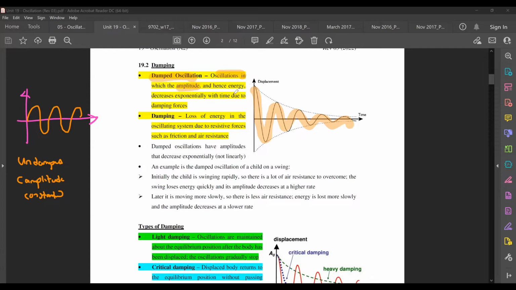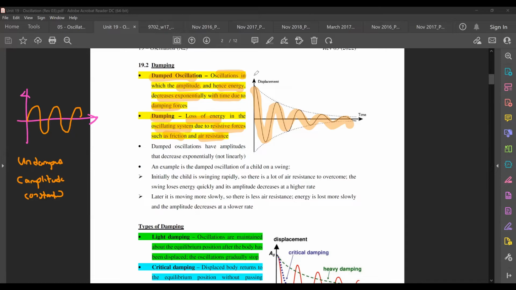Oscillations in which the amplitude and hence energy decreases exponentially with time due to damping forces. Now, damping is the loss in energy of an oscillating system because of resistive forces, say friction and air resistance. As your object oscillates, it could be rubbing on some surface, or it could be encountering air resistance that causes it to lose energy because it has to do work against these resistive forces. So when you have energy loss, your amplitude will naturally drop.